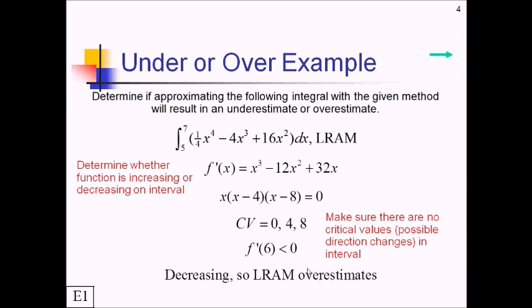Now, a quick way of remembering, I have a silly way of remembering this. The way I think about it is LRAM is a pessimist. So when things are decreasing, when things are going downhill, LRAM's really happy about that and overestimates things. When things are increasing, LRAM gets kind of mad about that and underestimates. And RRAM's an optimist. RRAM's really happy when you're increasing and really sad when you're decreasing. So use whatever works, but that's what I use.